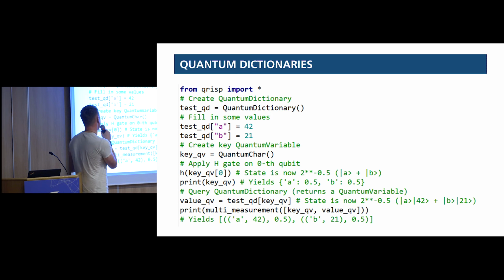We set this quantum character into superposition by applying an H gate onto the zeroth qubit, which means we are in this state here now, A plus B basically. We can verify it. We're actually in this state. Then we can query the quantum dictionary, put in the key here, and it returns the value quantum variable, and this gives us the state. So A is now entangled to 42 and B is entangled to 21, which is what we put in the quantum dictionary. We can check that this is actually the case, and we're good.